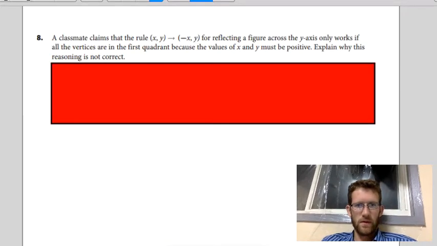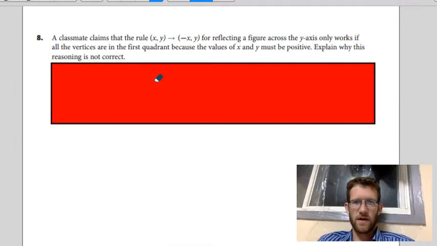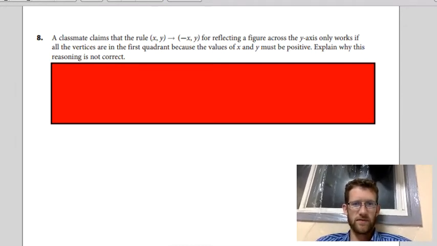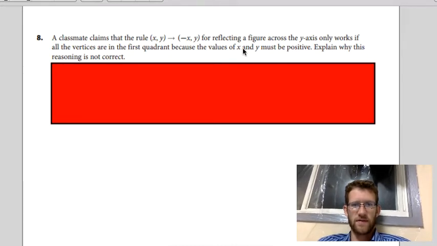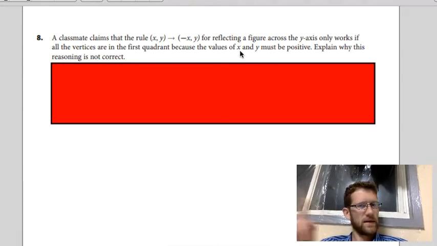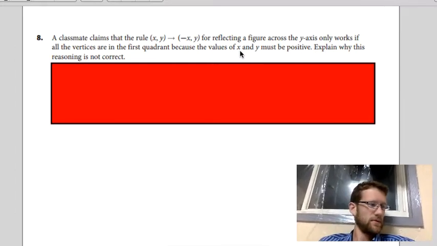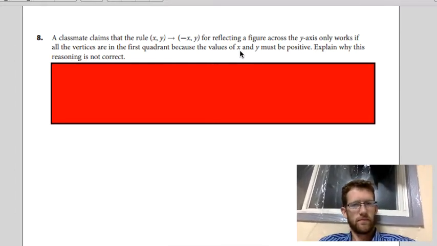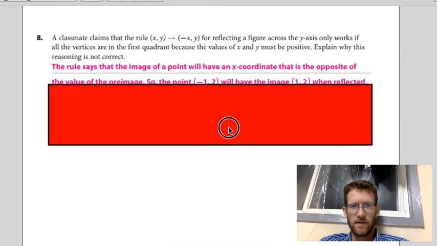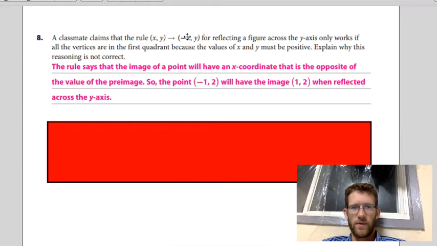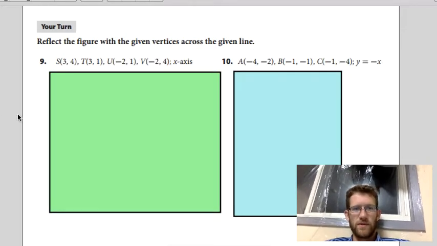Okay, a classmate claims that the rule (x, y) becomes (x, -y) for reflecting a figure across the x-axis only works if all the vertices are in the first quadrant because the values of x and y must be positive. Why is that not correct? Pause and think about that one. Remember, this negative here just means that whatever this is gets multiplied by -1. So if it was negative, it becomes positive. If it's positive, it becomes negative. Okay, do these ones too.